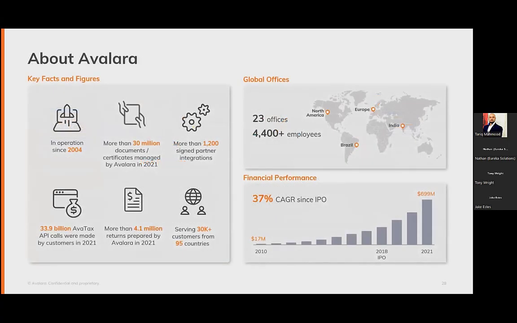So a bit about Avalara. We were founded in 2004 to help businesses navigate around the complexity of US sales tax compliance. Today, we have over 4,000 employees across 23 locations globally. As a global company ourselves, we are in a prime position to help global customers achieve compliance, reduce risk, and streamline tax automation processes using our cloud-based software solutions.